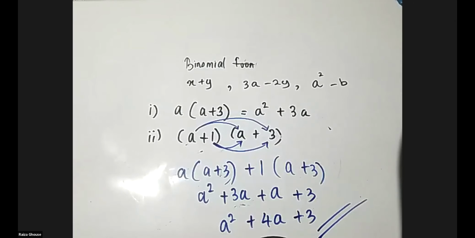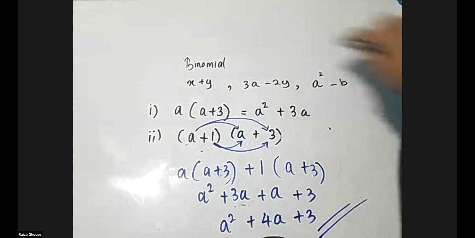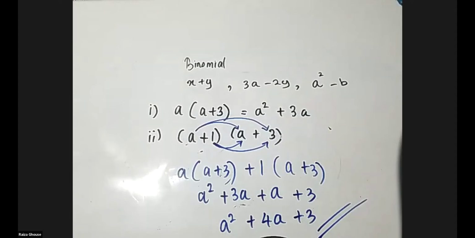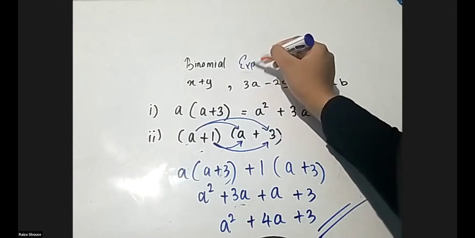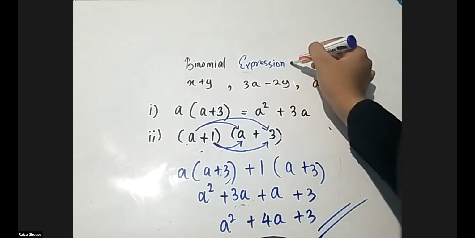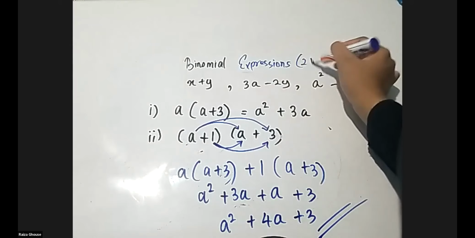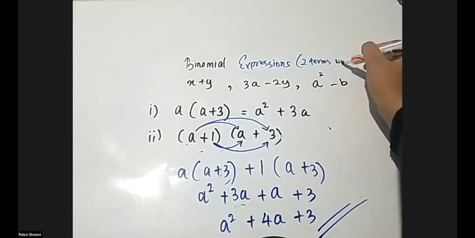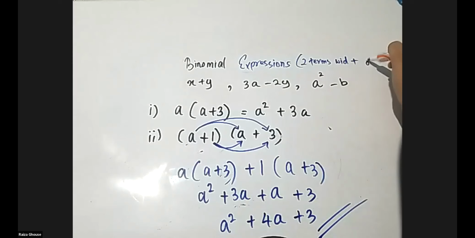Okay, copy down this now. Write the topic, binomial expression. Within brackets, write down, just for your knowledge, two terms with plus or minus. Right, just shortly, okay? Just to understand.